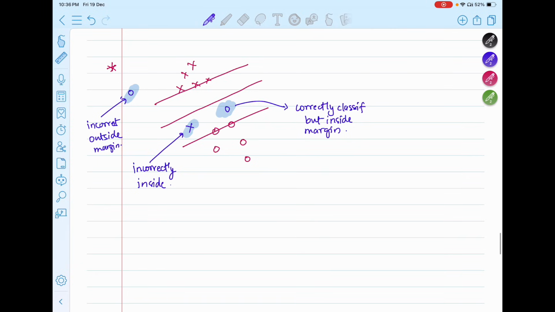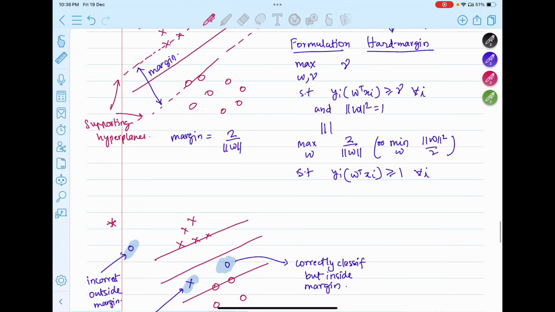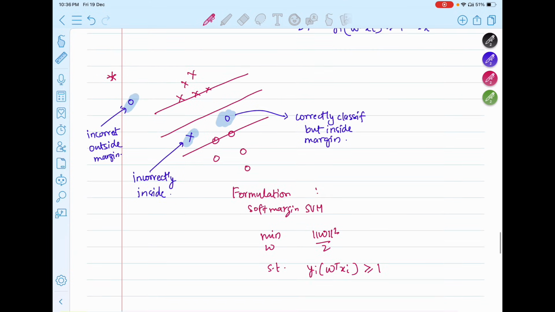But what is the mathematical formulation for this? Formulation of soft margin SVM. What is it? See, most of it is the same. We'll be minimizing with respect to W, norm of W square by 2. Initially we had norm of W square by 2. Such that, now instead of yi times W transpose xi being bigger than or equal to 1, we say something else.